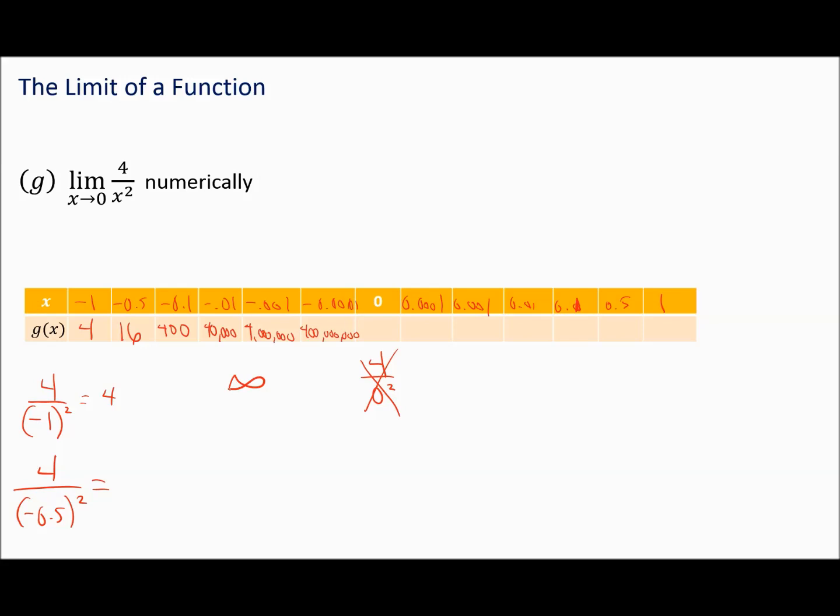Now what's going to happen on the other side? Well, think about what's going on. We're taking the same values on the other side and squaring it, so you're going to get exactly the same answers, aren't you? When you plug in 1, you're going to get 4, just like when you plugged in negative 1. Or when you plug in 0.5 positive, you're going to get the same thing as when you plugged in negative, because you're squaring the numbers. So this 0.0001 is going to be 400 million again. So this is also going to plus infinity. Now, what does that mean about the limit? That means the limit, once again, does not exist.